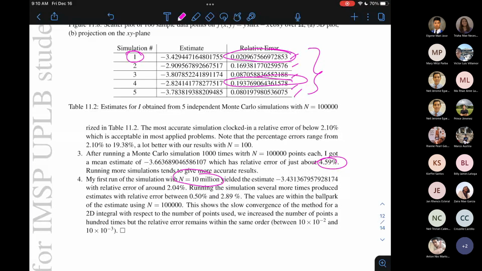So that's how hit or miss this is, especially in lower dimensions. I could get 2% error with just 100,000 points. But I was a bit unlucky with my first draw using 10 million points; the error was still around 2%. But running it several more times, I got about 0.50% error up to 2.89% error. It never went beyond 5%, unlike here where it reaches 20%. Because 10 million points is already so many, it's good enough for most Monte Carlo simulations.